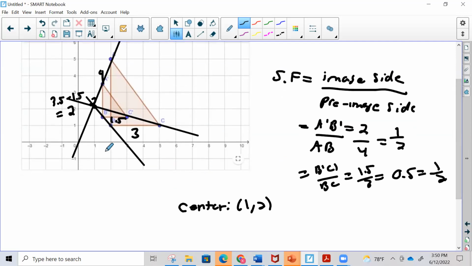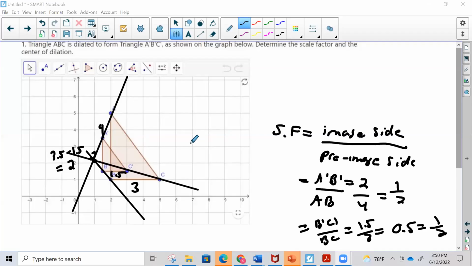And so that's how you find the center. You draw the segments and you connect them. And again, you might have to adjust them so that you get them connecting at a point, but that should be the center of dilation. And if it's not, then I would readjust your lines until it works. Okay, so that's the video on finding the center of dilation and the scale factor.